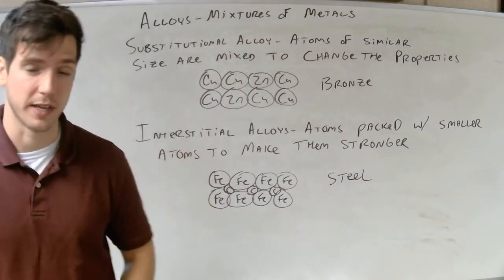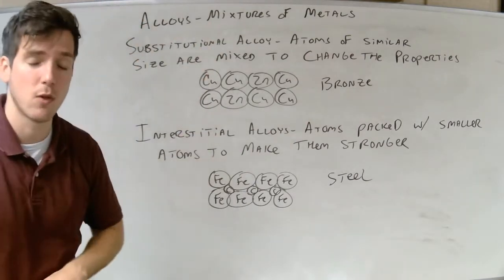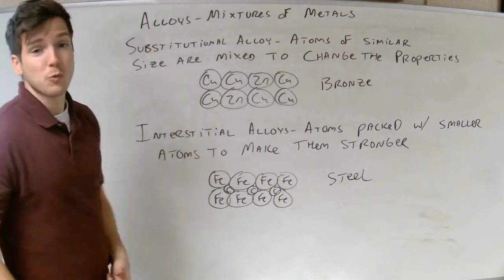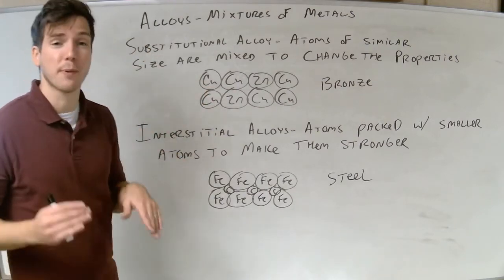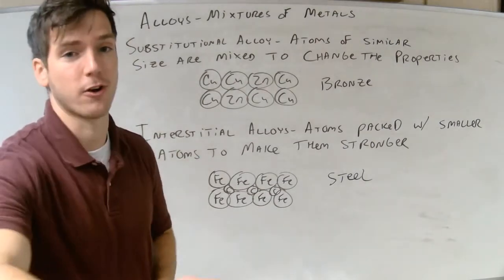They still conduct electricity, both of these alloys. They just have different properties now. Substitutional, we're substituting in atoms of similar size. Interstitial, we're putting smaller atoms into those metal atoms in order to make it stronger.